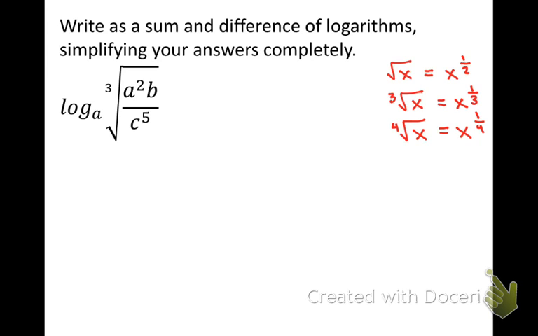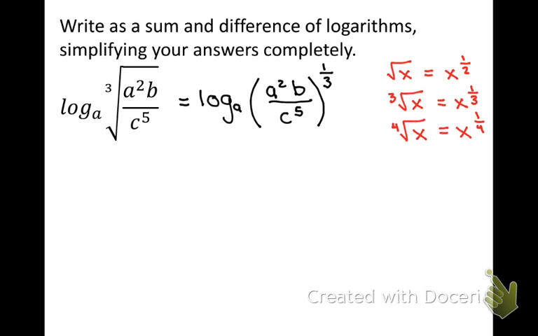So we've got to keep that in mind on this particular problem because we have log base a of the cube root of this a squared times b over c to the fifth. So let's start out by rewriting that cube root as an exponent of 1/3. So we are going to end up with log base a of a squared b over c to the fifth all to the 1/3.